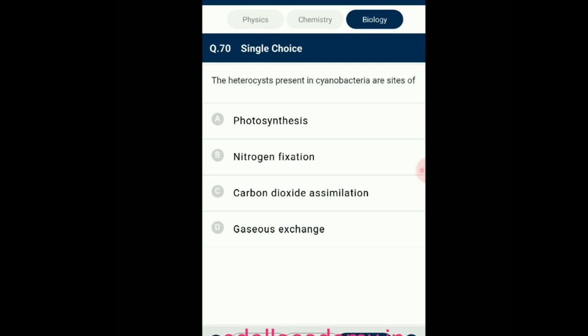Question number 70. The heterocyst present in cyanobacteria is the site of nitrogen fixation. These specialized cells are larger as compared to other cells and are distinctly visible under the microscope. So the answer for this question is option B, nitrogen fixation.